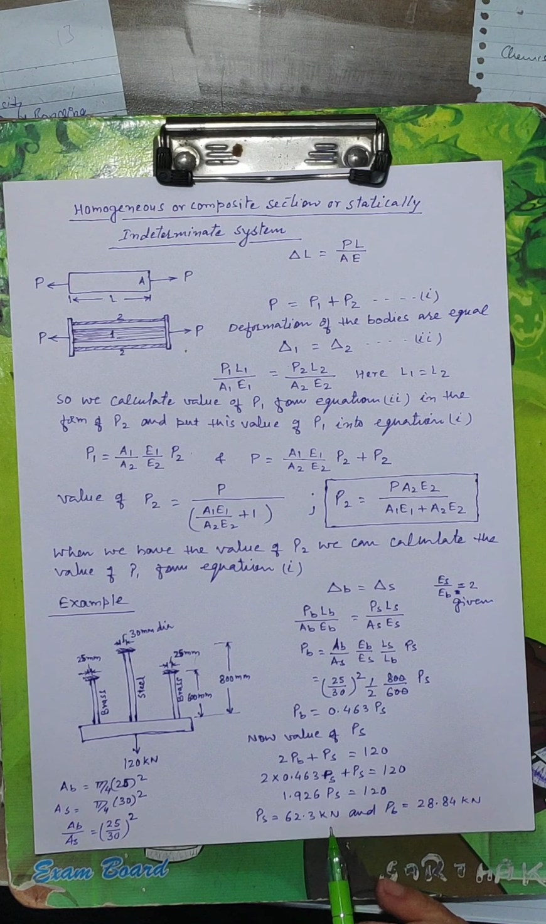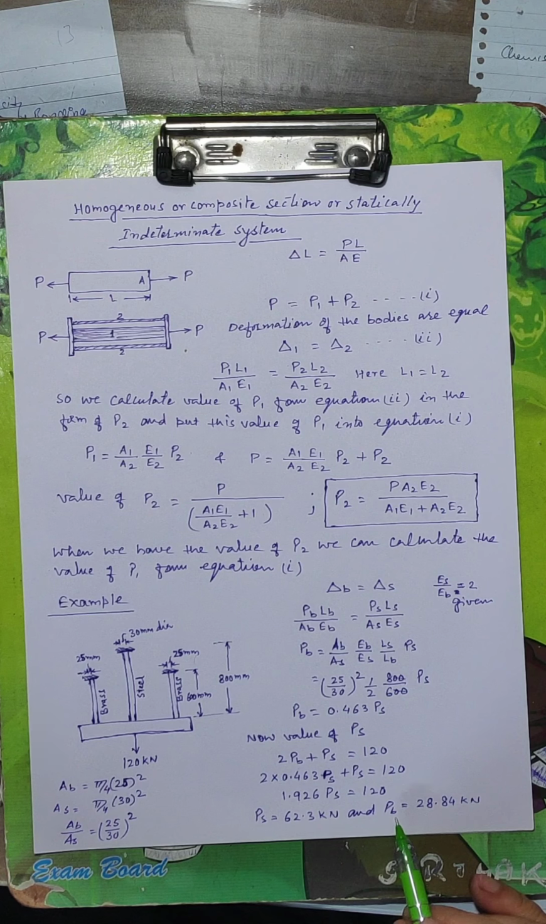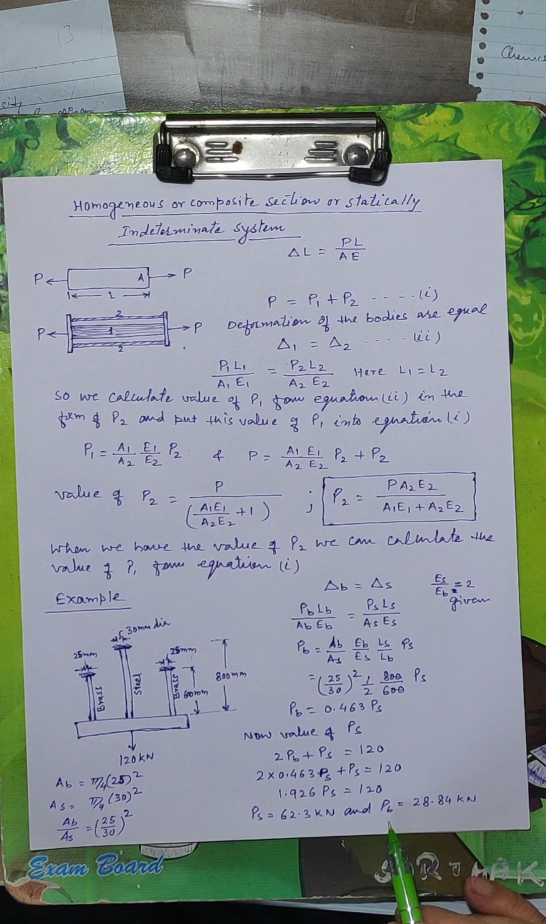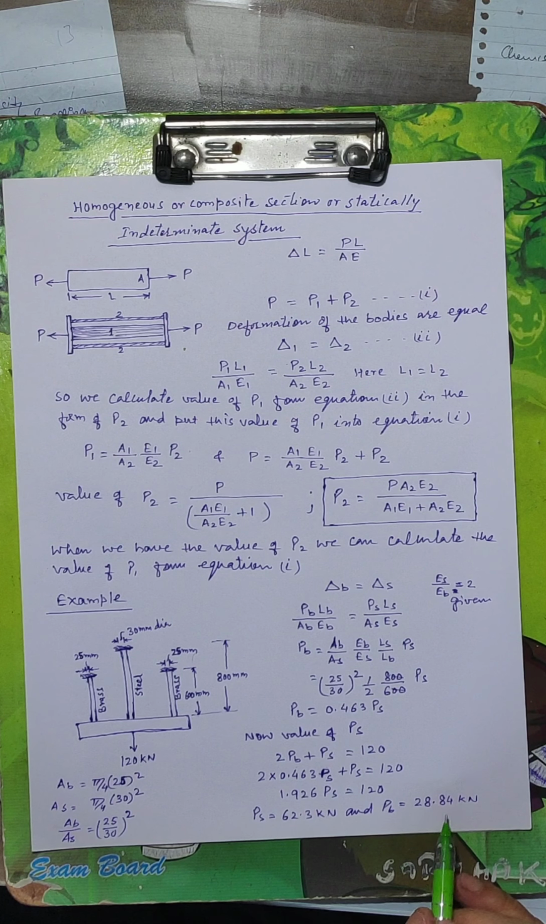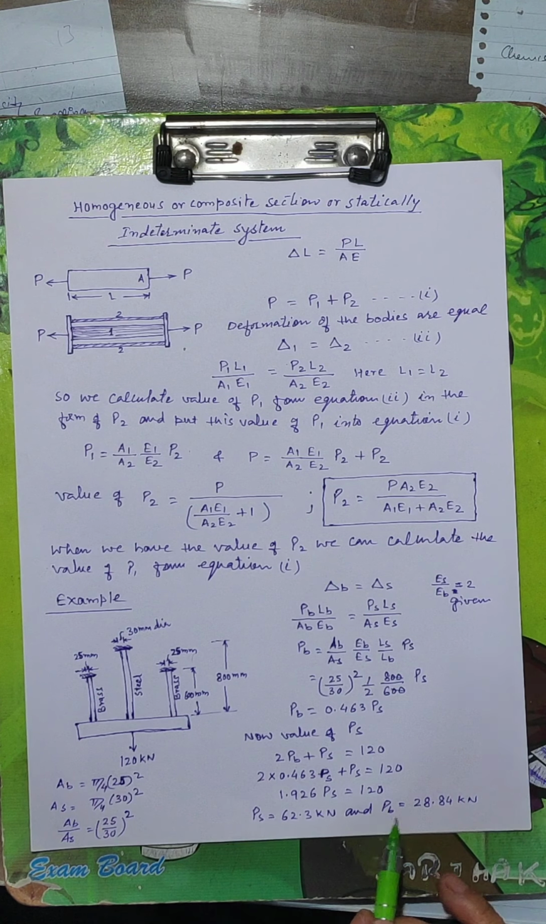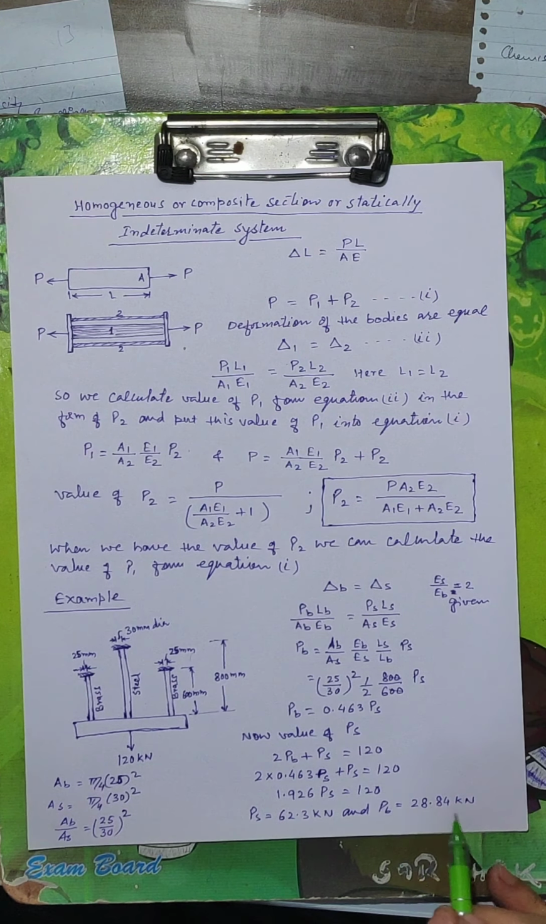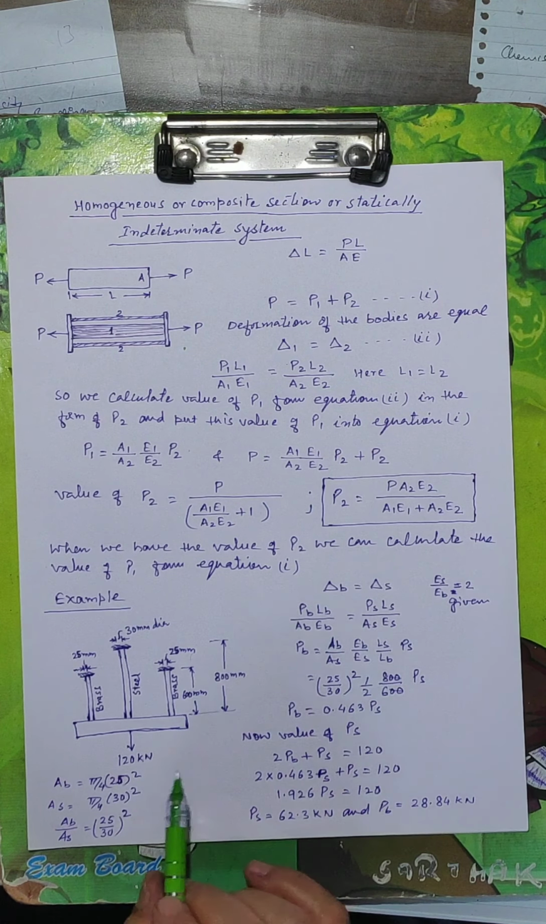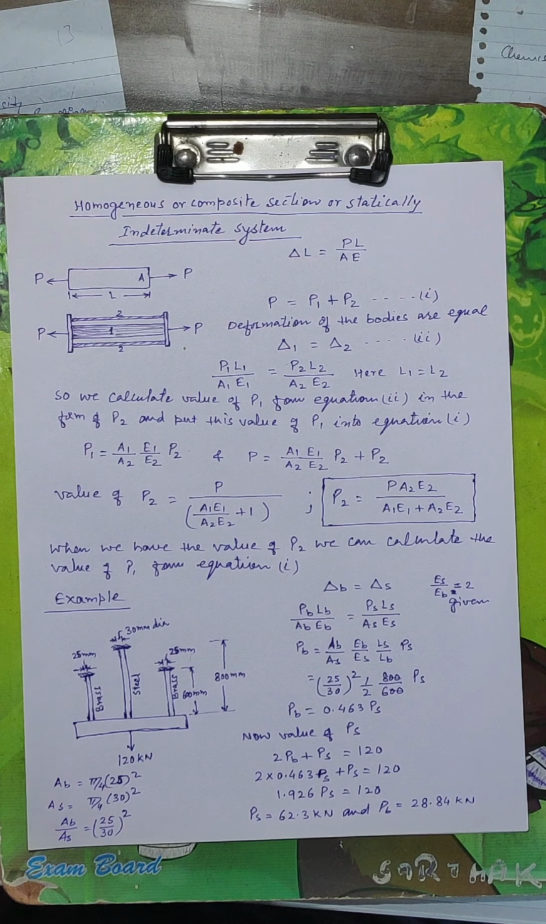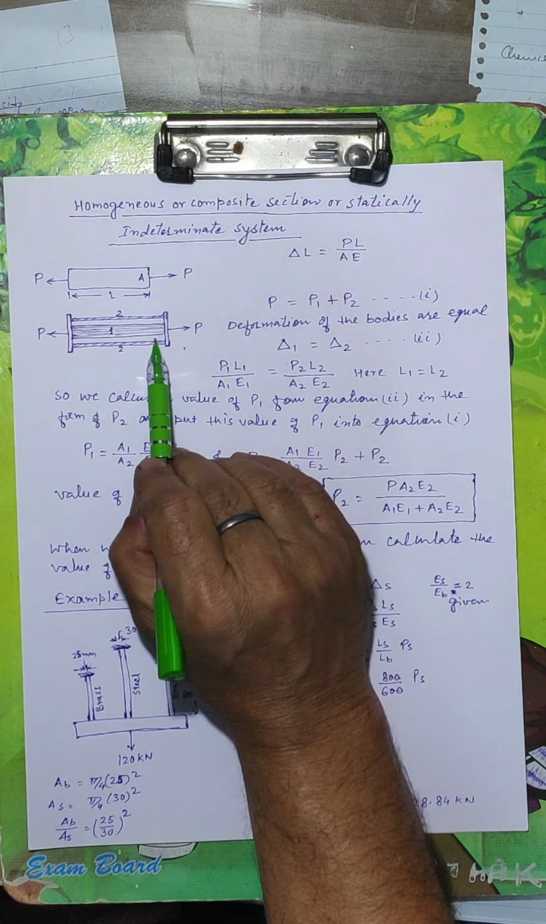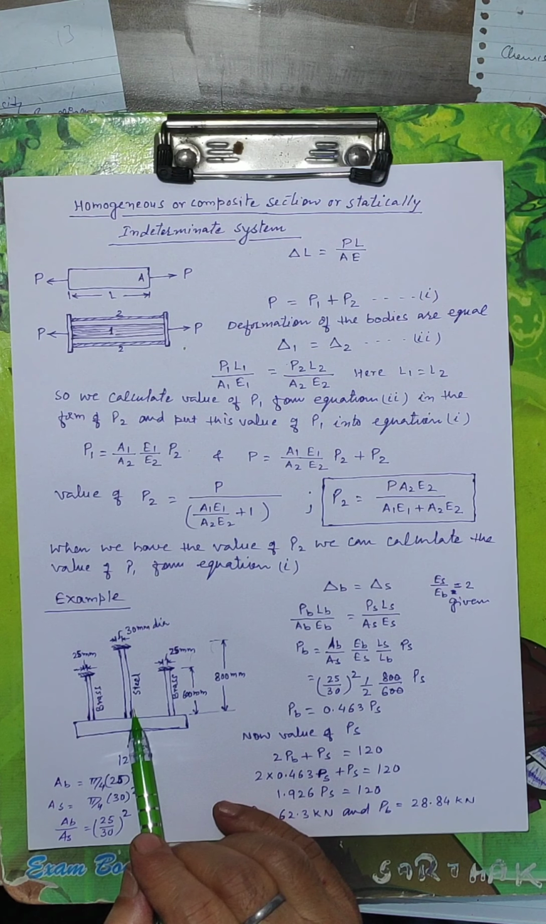This is 62.3 kilonewton, and the load shared by brass is equal to 28.84, and because 2 rods are of brass, that's why multiplied by 2. The total load PS plus 2 PB must be equal to 120. We can get that value. So after getting this sharing value of brass and steel, we can get the elongation of this steel bar and this brass bar.